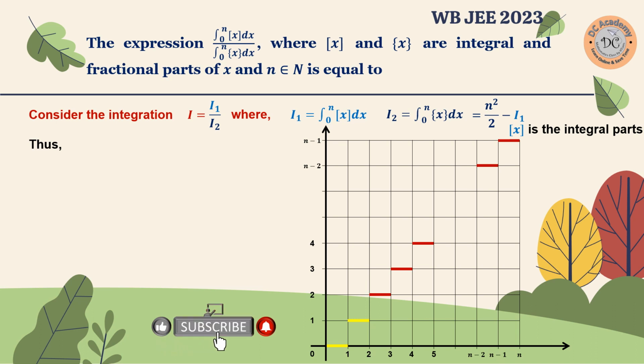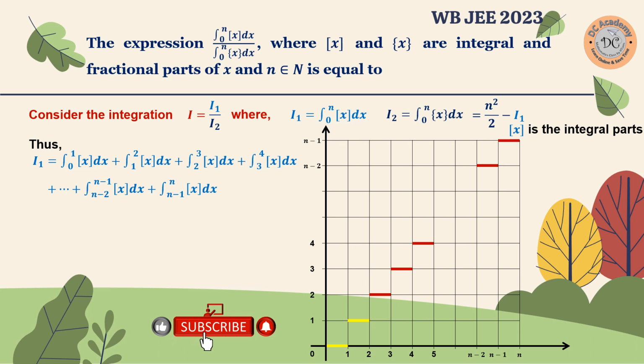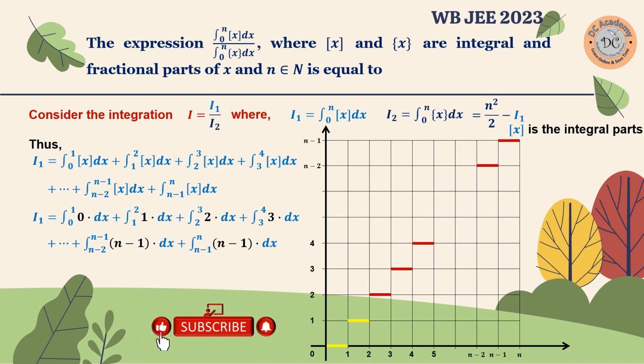So now see that the integral function, the box of x or the square bracket x, will change its value between each integer. Therefore, to calculate that I1, we have to divide the 0 to n interval into n subintervals. So we can write it as 0 to 1, 1 to 2, 2 to 3, and so on up to n minus 1 to n. Now notice that in 0 to 1, the greatest integer function or the integral part is 0, then 1, then 2, then 3, and so on. So we can easily rewrite that in the easiest form. So now see that this I1 can be easily computed.